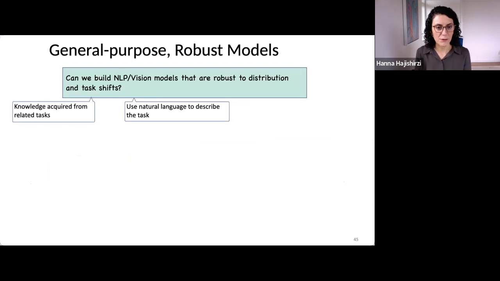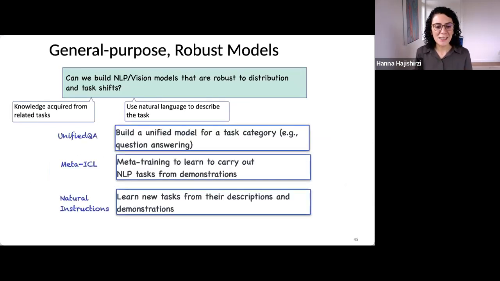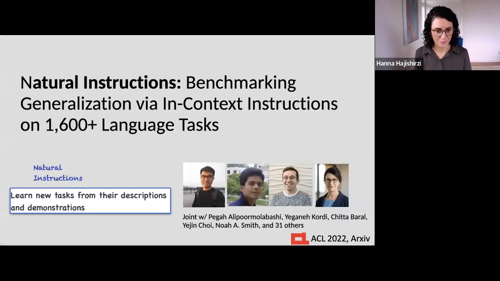Okay, so this leads to the next part of my talk, which is developing a benchmark to evaluate cross-task generalization for many NLP tasks, given the instructions and also a few examples. We call it natural instructions. Natural instructions is a really large scale data set led by Zhang, Swarup, and Daniel, and a lot of other collaborators.